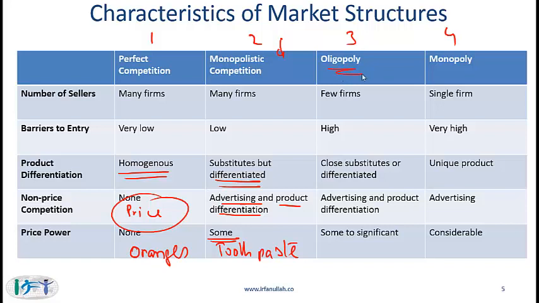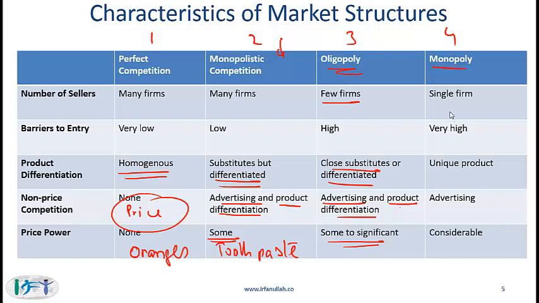My favorite example of a market where we have monopolistic competition is the market for toothpaste. Number 3, oligopoly. Here we have a few firms, barriers to entry tend to be high. The products could be close substitutes or they could also be differentiated. There is going to be advertising, and where there is differentiation, obviously the advertising will try to emphasize the product differentiation, and firms will tend to have significant amount of pricing power.